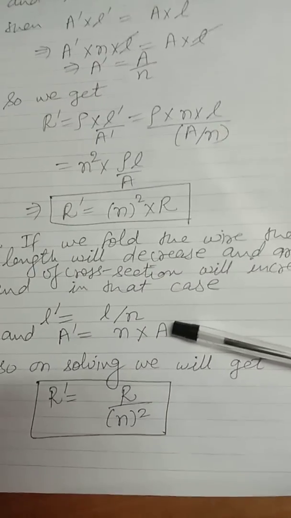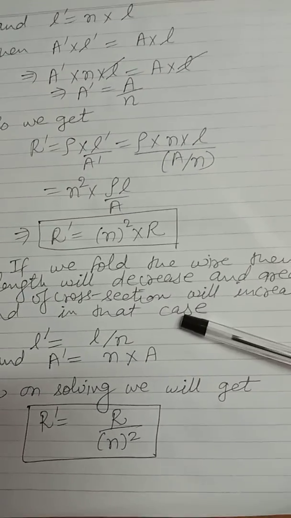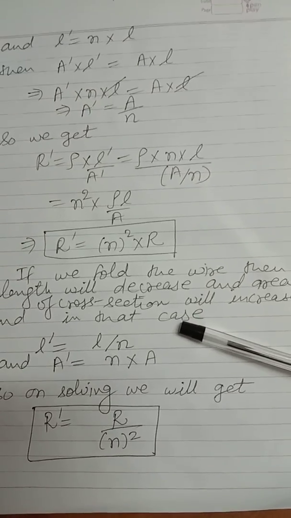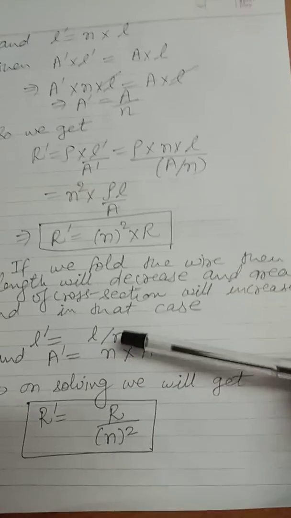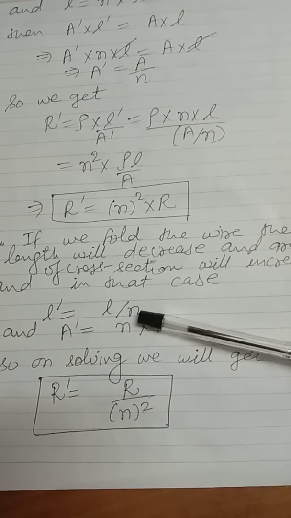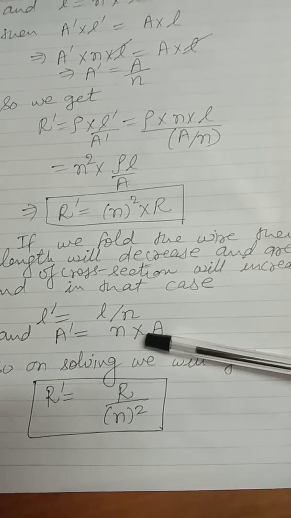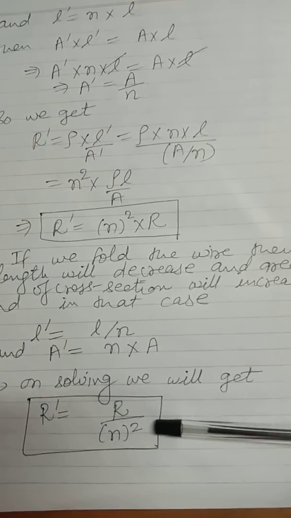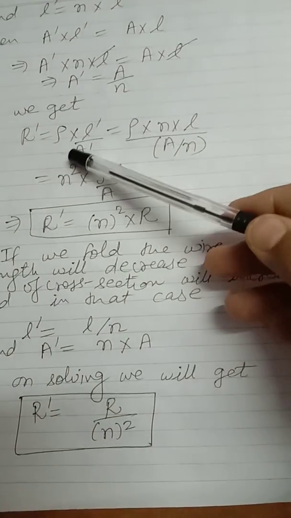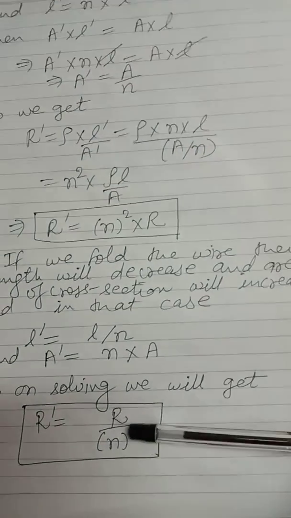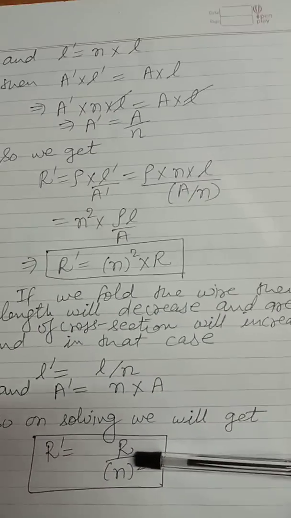Similarly, if we fold the wire, then the length of the wire will decrease, but the thickness or area of cross section will increase. So new length will be 1 upon n times of original, and area will be n times of original. On substituting the values in the formula R is rho L dash upon A dash, we get R dash is R upon n square.